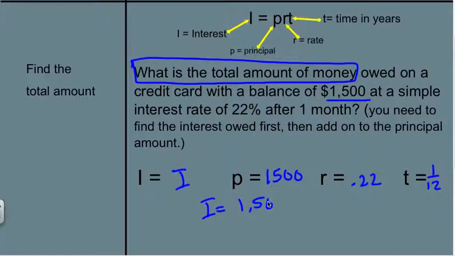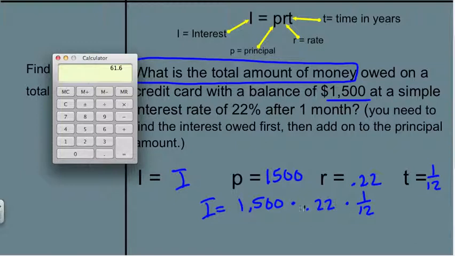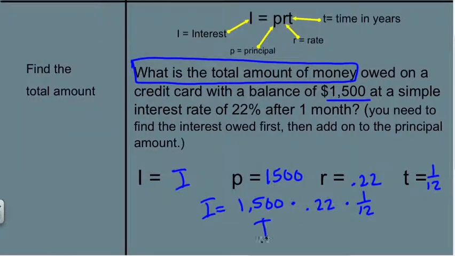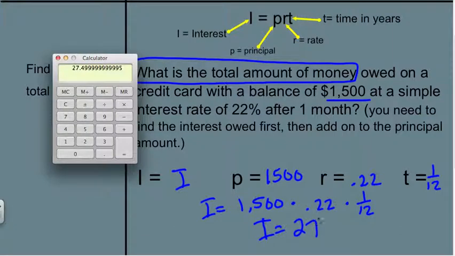So interest equals $1,500 times 0.22 times 1/12. I have to admit I don't know this off the top of my head. So we're going to plug all this into the calculator. I'm going to take 1 divided by 12, get the decimal for 1/12, then multiply it by 22 and then by 1,500. I typed something into the calculator wrong, so let me try one more time. 1 divided by 12 gives me that, times 0.22. Ah, that's where it was. Times 1500. All right. So the interest is about $27.50.